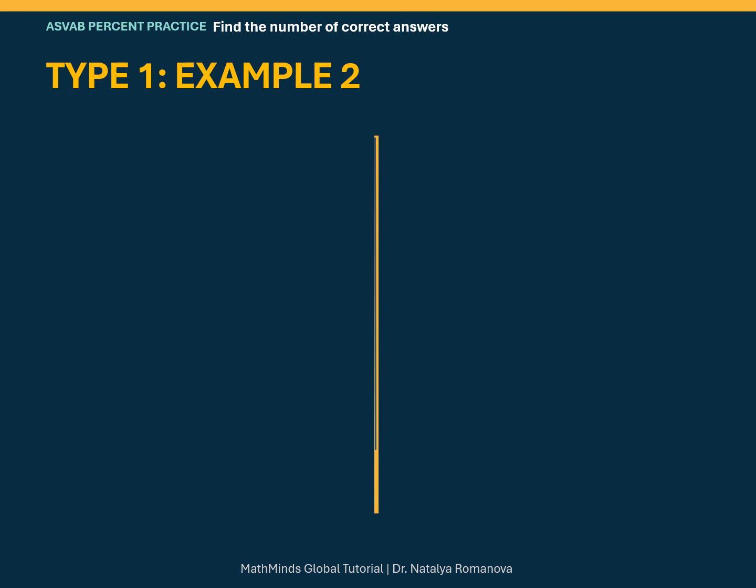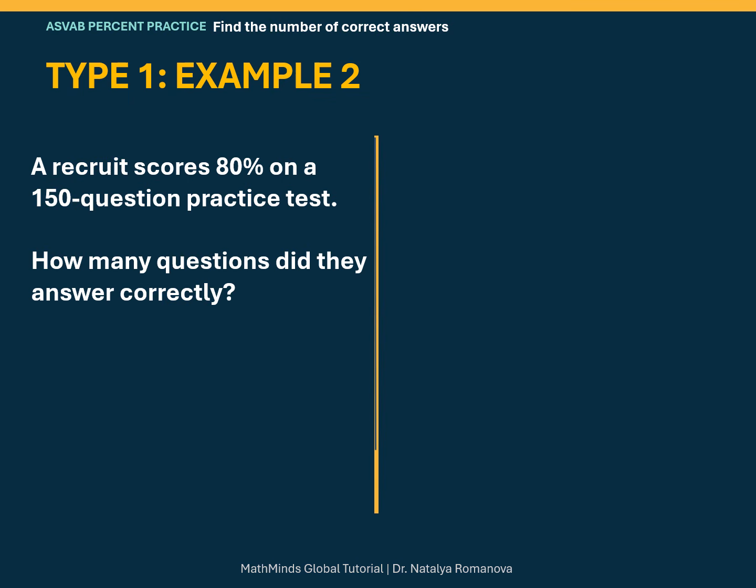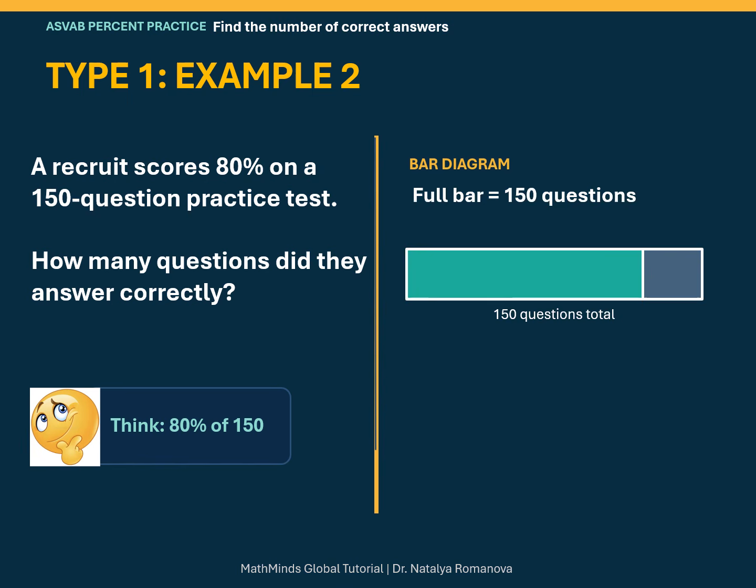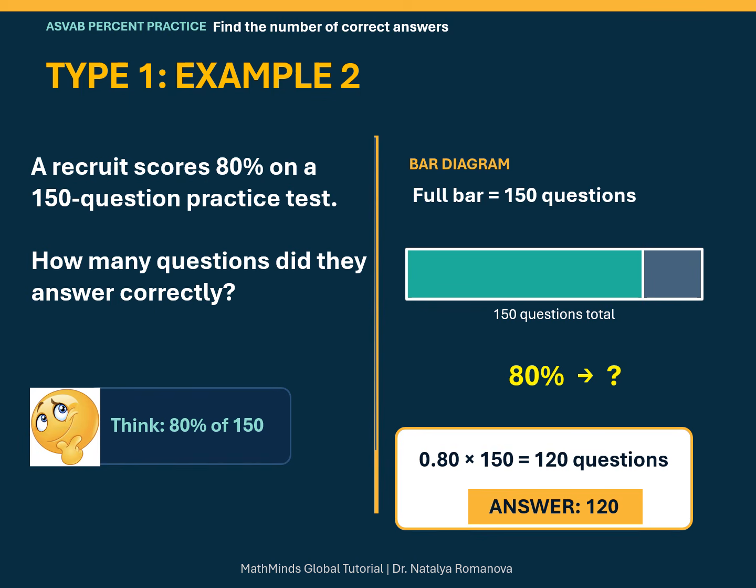Another example with an ASVAB context. A recruit scored 80% on a 150 question practice test. How many questions did they answer correctly? We convert 80% to 0.80 and multiply by 150. We take 0.80 times 150, it is 120. 120 questions correctly. If you use a bar diagram, 150 questions is the total, so it is 100%. We have 80% here, and we have 20% here.